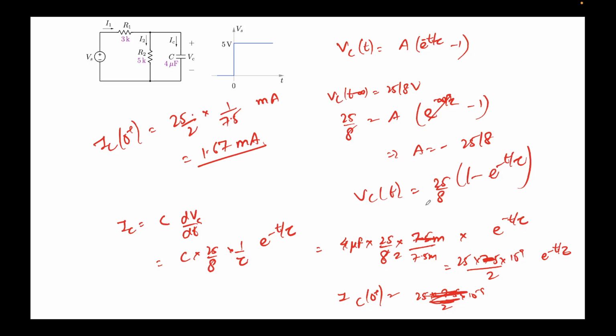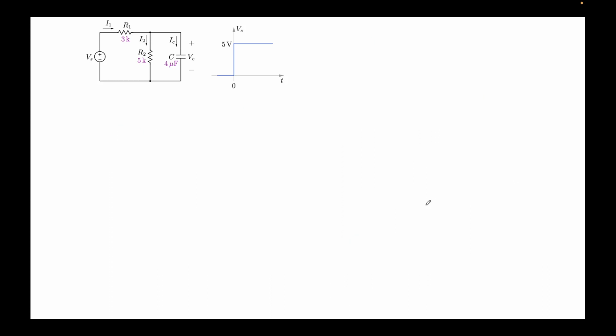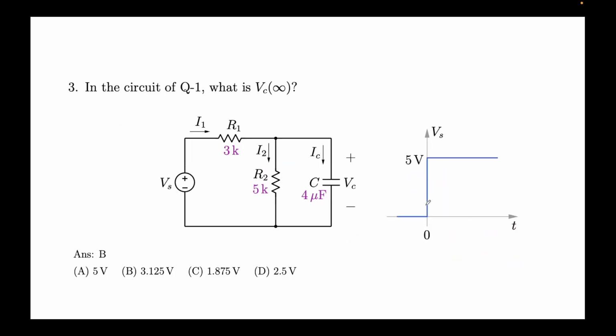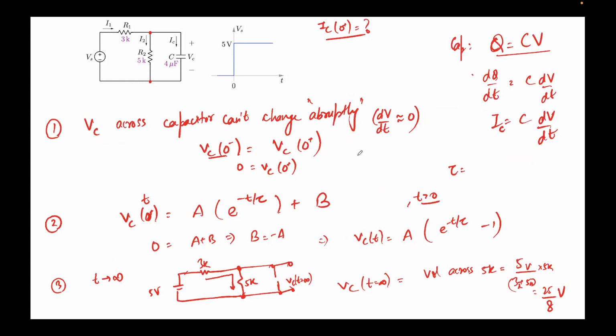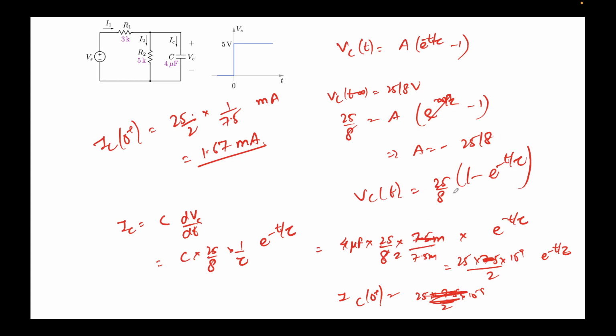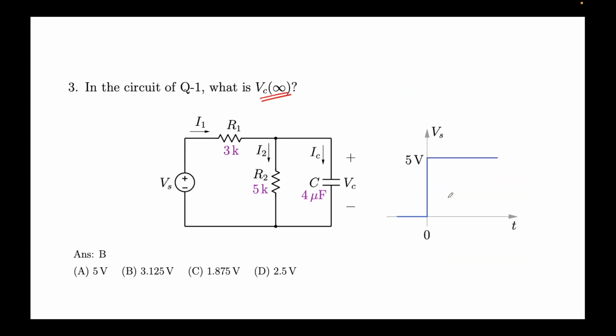Okay, right, so we found out the current at time t equal to 0. Now the next part of the question says, in the circuit of Q1, what is VC infinity? So now the problem becomes much simpler, because if you recall, I have already derived the expression for VC. Where was it? Yeah, VC was here. So VC we derived as VC(t) equal to 25 over 8 times 1 minus e to the power minus t by tau. So I'll write this here.